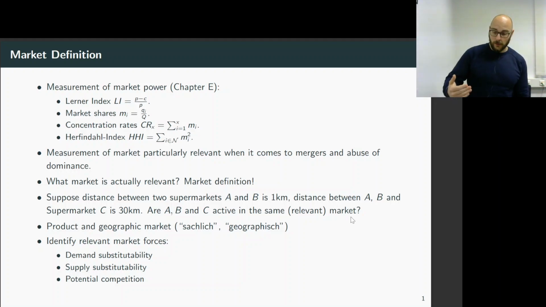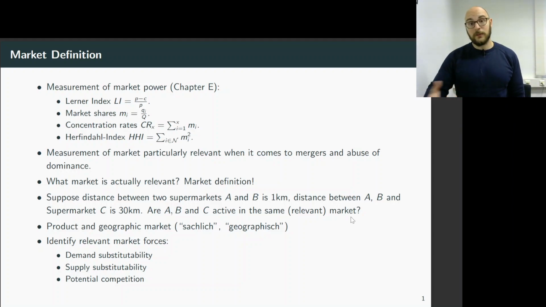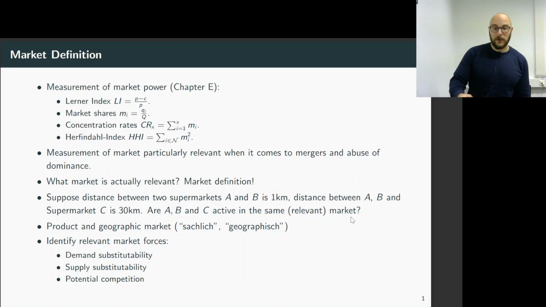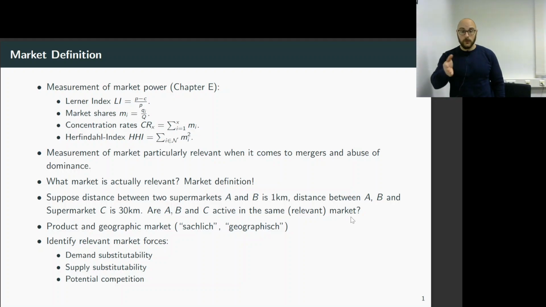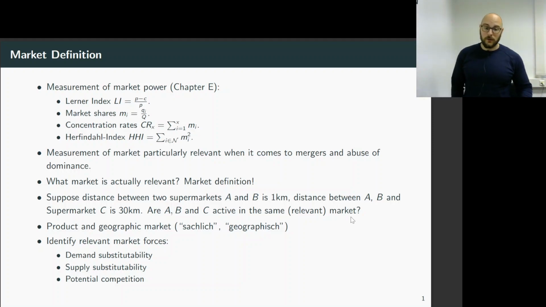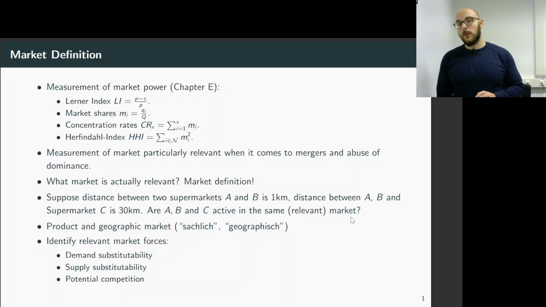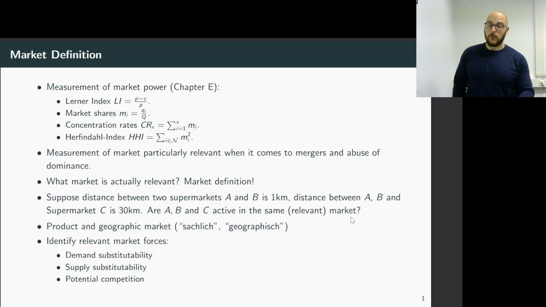And the other thing is, of course, if the pizza parlor is in the same city but 30 kilometers away from another pizza parlor, whereas the Chinese restaurant and the pizza parlor are close to each other, then again we are in the consideration that we have made here. So it's not clear from the get-go what the relevant market actually is.